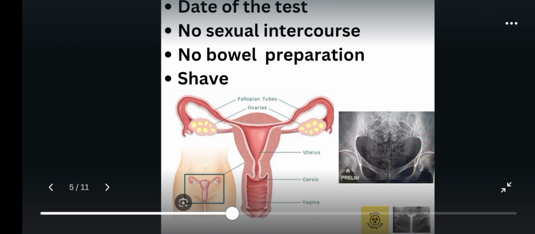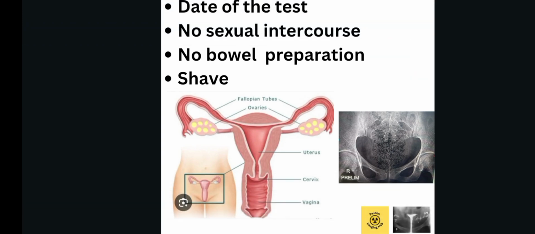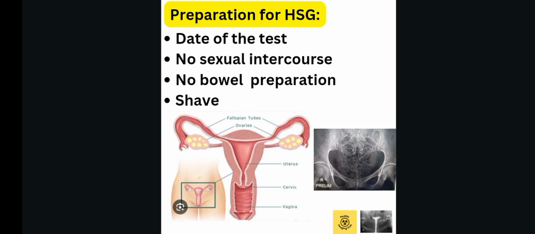So in most cases we do HSG between 8th to 12th day following the commencement of the menstrual flow. It varies in some centers. Some do even 13th day, some even come down to 7th day from the start date of the patient menstrual flow.